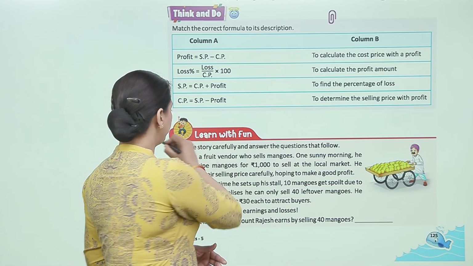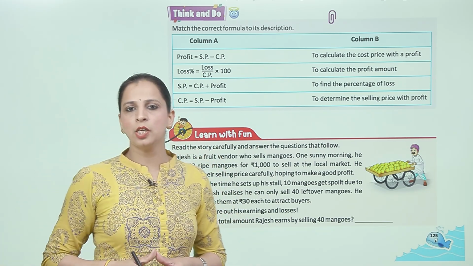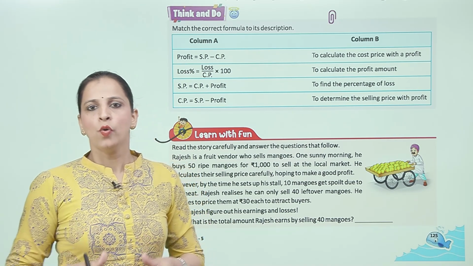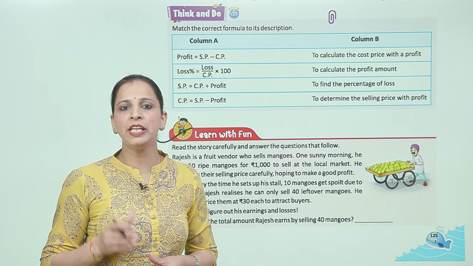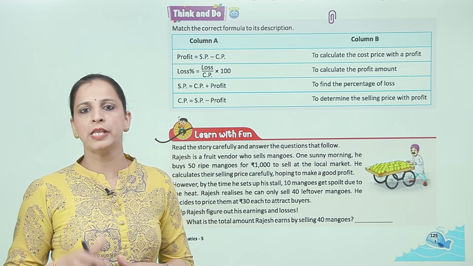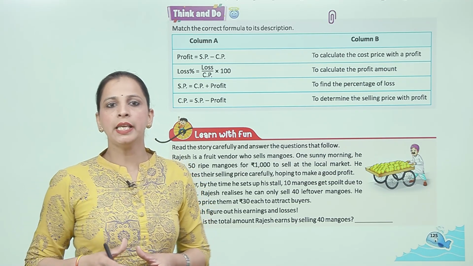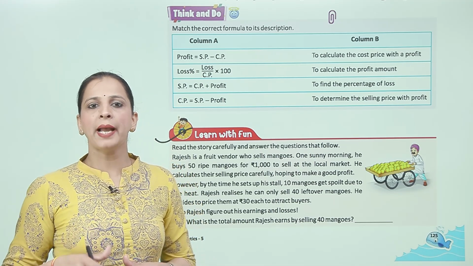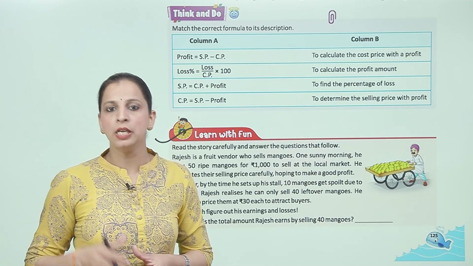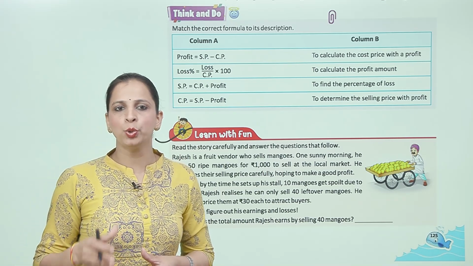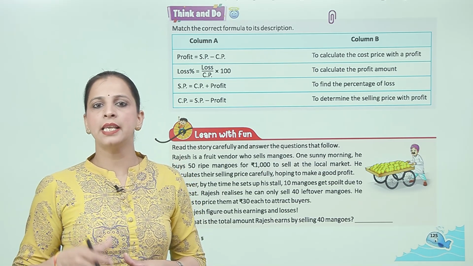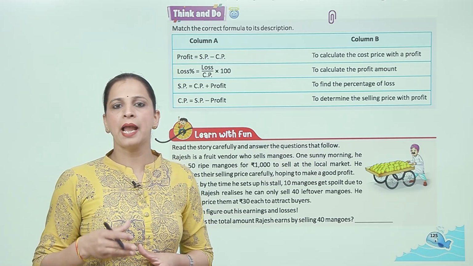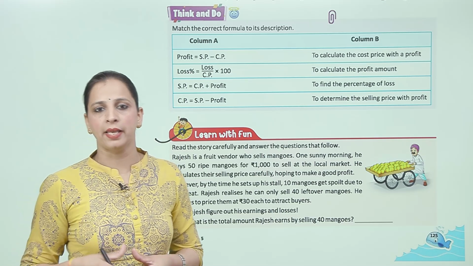Now learn with fun. Read the story carefully and answer the questions that follow. Rajesh, a fruit seller, vendor who sells mangoes. One sunny morning, he buys 50 ripe mangoes for rupees 1,000 to sell at the local market. He calculates their selling price carefully, hoping to make a good profit. However, by the time he sets up his stall, 10 mangoes got spoiled due to the heat. Rajesh realizes he can only sell 40 leftover mangoes. He decided to price them at rupees 30 each to attract buyers.